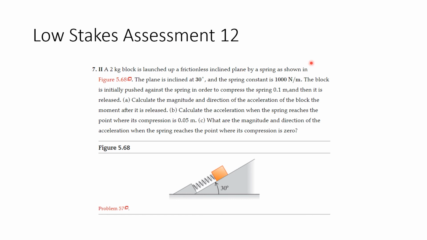And here is low stakes assessment 12. A 2-kilogram block is launched up a frictionless inclined plane. You're launching it up with a spring, so you squish it down and do that. So the plane is inclined at 30 degrees and the spring constant is 1,000 newtons per meter. The block is initially pushed against the spring in order to compress the spring by 0.1 meter, and then it's released. So you're to calculate the magnitude and direction of the acceleration of the block the moment after it's released. Calculate the acceleration when the spring reaches the point where its compression is 0.5 meters. And what are the magnitude and direction of the acceleration when the spring reaches the point where the compression is 0? It's a good problem, and this will be due in about a week or so.